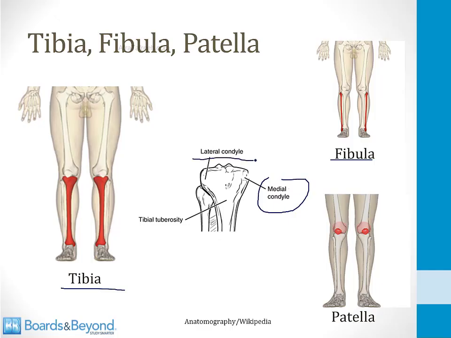A number of muscles insert here. There's also a little bump on the front of the tibia called the tibial tuberosity. This is where a ligament that attaches to the patella inserts. And then finally, the patella or kneecap bone is shown in the bottom right side of the screen.